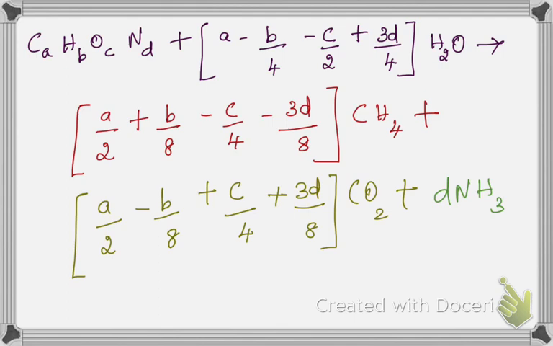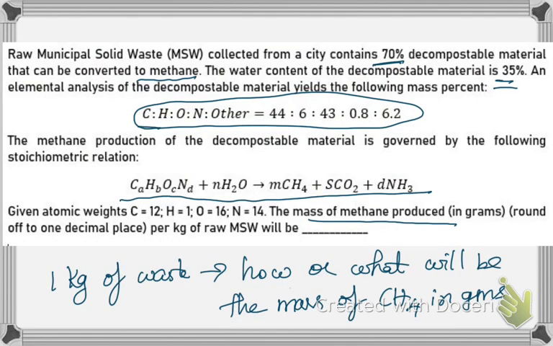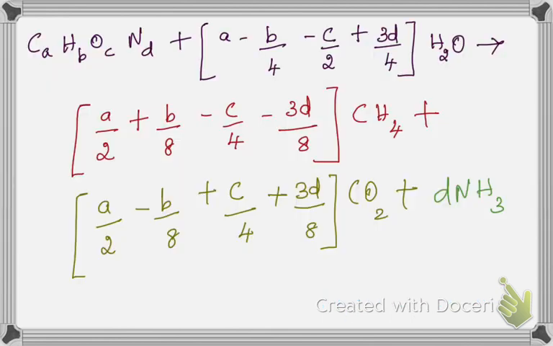So how to remember this equation? This is going to be very simple. The first part is CaHbOcNd, which you can write as such. Then that will give out. Try to remember only this value, that is a minus b/4 minus c/2 plus 3d/4 H2O. This is for water.